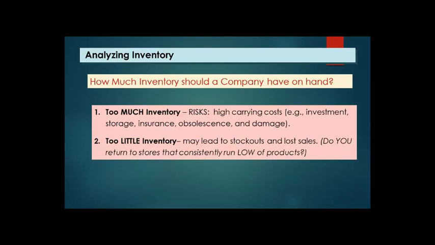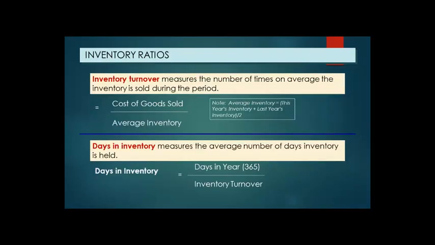So when companies take physical inventory, they're very precise. Analyzing inventory. How much inventory should a company have on hand? If you have too much inventory, you have some risks. You have high carrying costs: your investment, your storage, your insurance, the labor it takes to take care of inventory, and of course the risk of obsolescence and damage. If you have too little inventory, that may lead to stockouts and lost sales. Think about it. Do you return to stores that consistently run low of inventory? Probably not.